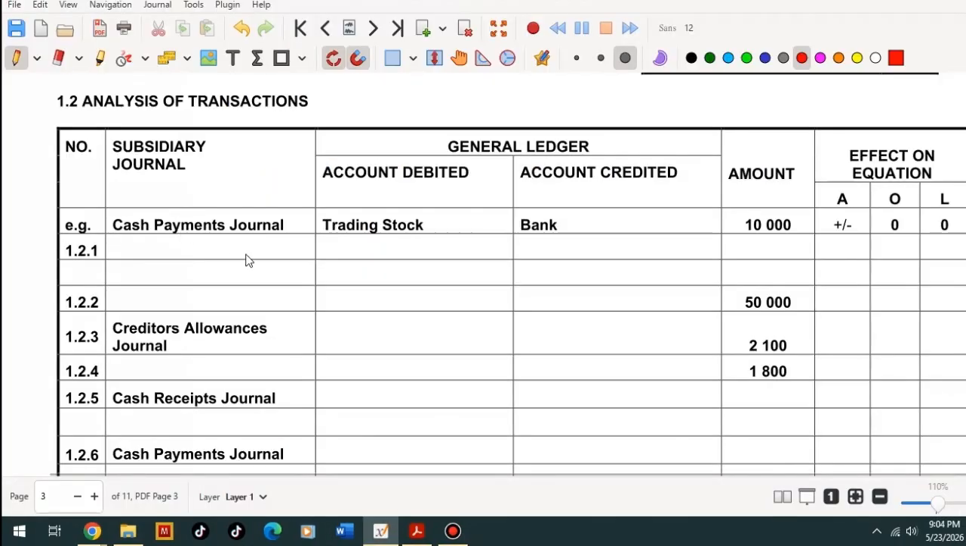Now we generally record this transaction: the account to be debited, the account to be credited, then the amount, then the effect on the accounting equation. How does it affect assets, owner's equity, or liabilities? That is the basic accounting equation. So here in the general ledger, we debit accounts such as assets, drawings, and expenses. We credit capital, liabilities, and incomes, meaning that these accounts increase on the credit side, and drawings, assets, and expenses increase on the debit side.